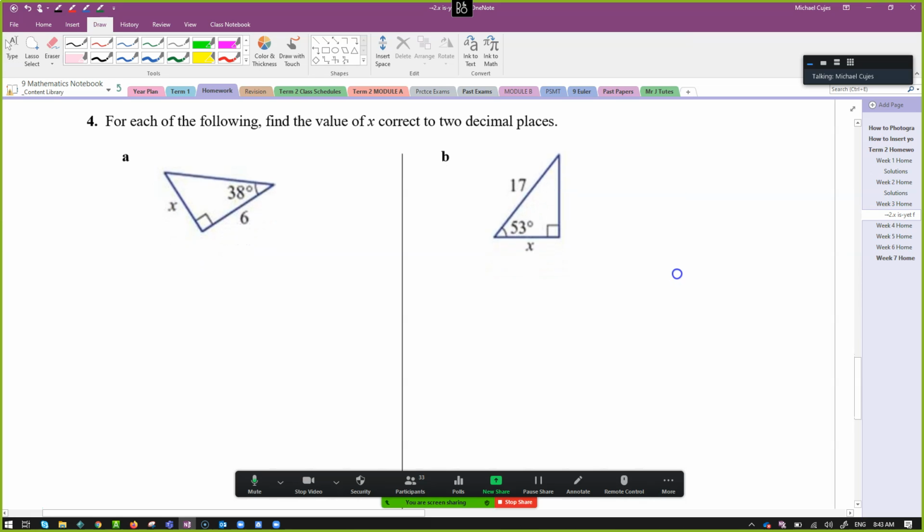For each of the following, find the value of x correct to 2 decimal places. Label your triangle first. Opposite, adjacent. So in this case, I would need the opposite and the adjacent side. That's tan.